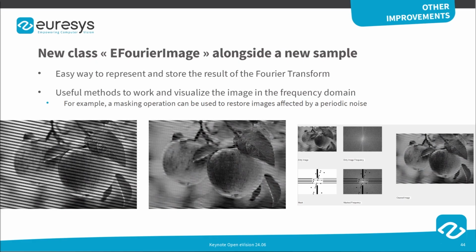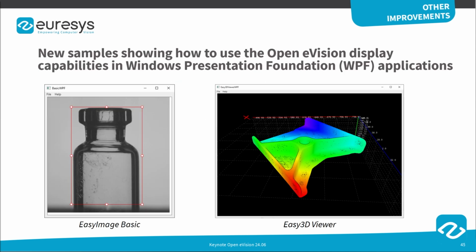We had some requests to introduce a Fourier image class, which is a way to help the usage of the Fourier transform. We had the Fourier transformation in Open eVision some time ago, but now with the EFourierImage, you can easily query the results to get different modalities, different images in the frequency domain. So it really helps if you would like to use the Fourier transformation, for example, here to remove periodic noise in images.